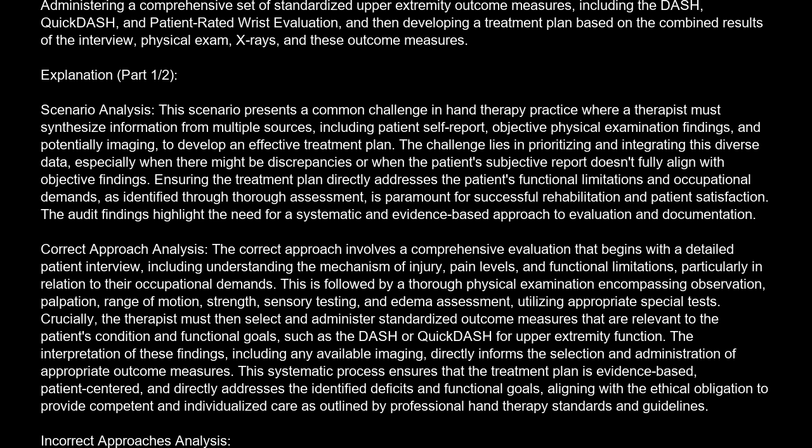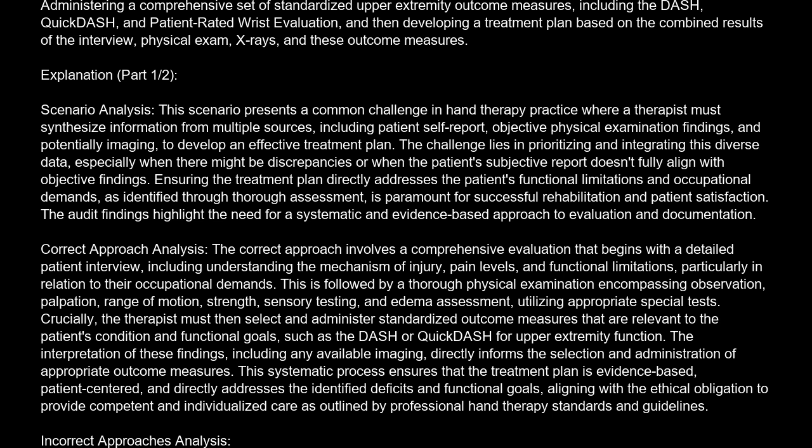Explanation. Scenario analysis. This scenario presents a common challenge in hand therapy practice where a therapist must synthesize information from multiple sources, including patient self-report, objective physical examination findings, and potentially imaging, to develop an effective treatment plan. The challenge lies in prioritizing and integrating this diverse data, especially when there might be discrepancies or when the patient's subjective report doesn't fully align with objective findings.